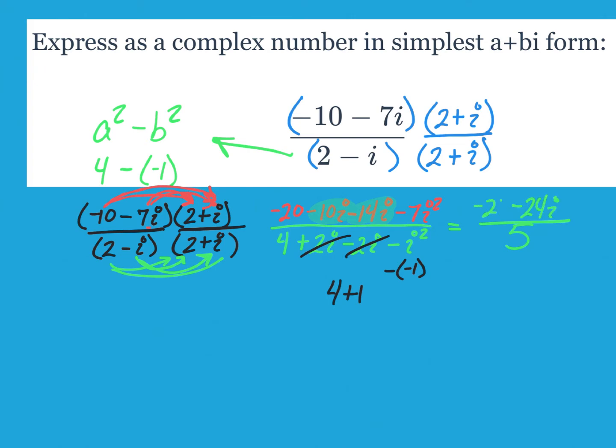Little negative 20 doesn't have a friend yet. Keyword is yet, because we have an i squared. When an i squared touches anything, it changes its sign. So that negative 7 is now a positive 7. And then after we do that, what you can see is we've created another pair of like terms. So we'll just take this down below here.